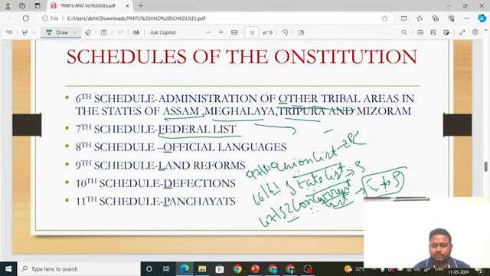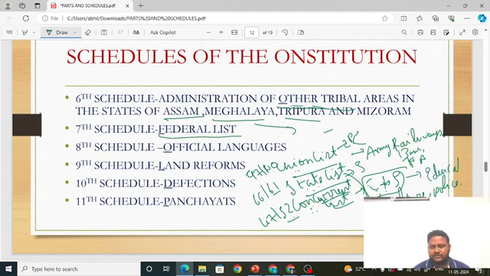So what are some subjects in the union list? You can talk about army or defense, railways, banking, foreign affairs. When it comes to the state list, what are the subjects? Agriculture, police. These are all in the state list. When it comes to the concurrent list, education. Friends, education comes under the concurrent list.